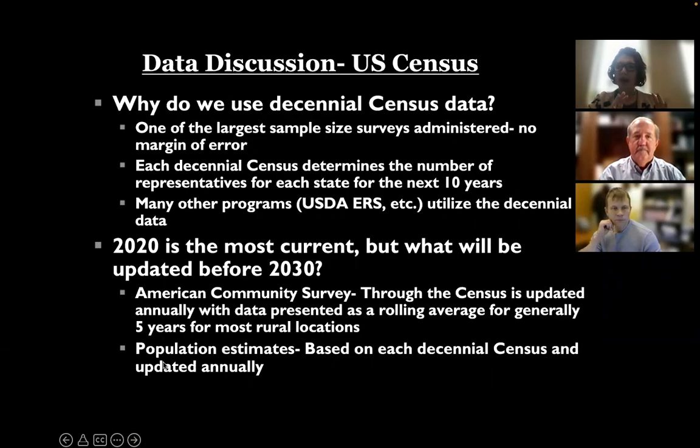And so just a little background about our data that we use, a little bit of data discussion. We rely heavily on census data. In particular, the decennial census is a very unique survey that we really depend heavily upon. It's one of the largest sample size surveys administered, so therefore there's not a margin of error. The number of surveys they get back is large enough that there is no margin of error. Most other surveys that we use in research, we will see a confidence interval or a margin of error for the values included. The decennial census is every 10 years.